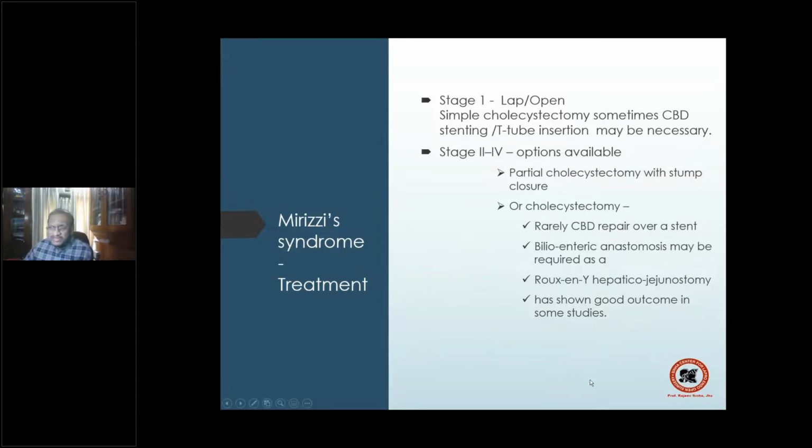Or you can do a complete cholecystectomy with a CBD repair over a stent, or bilioenteric anastomosis, Roux-en-Y hepaticojejunostomy. All these have shown good outcome in some studies, but this would be there if the patient has come to you in delayed Mirizzi syndrome. Remember, in acute Mirizzi syndrome, none of these would be tenable. These are all for those patients whom you have diagnosed Mirizzi syndrome and you don't operate at that point of time. You wait for things to quiesce, and once they have quietened down, only then you go ahead and do a bypass operation in these patients.